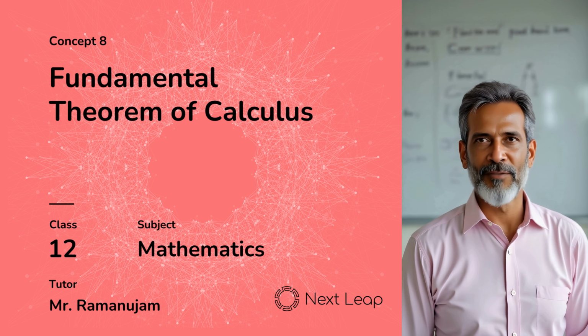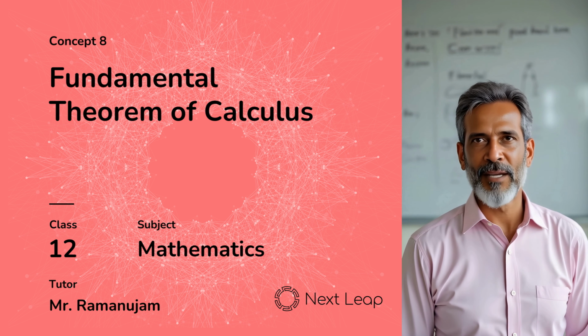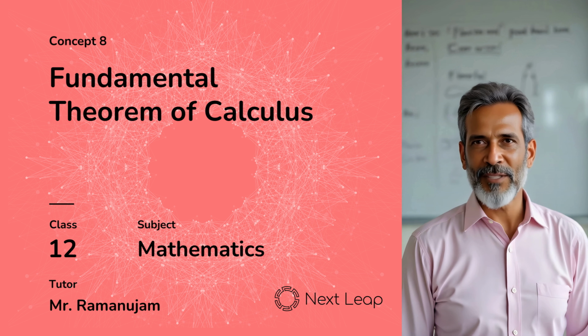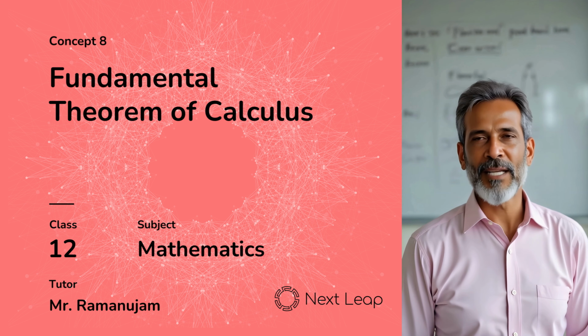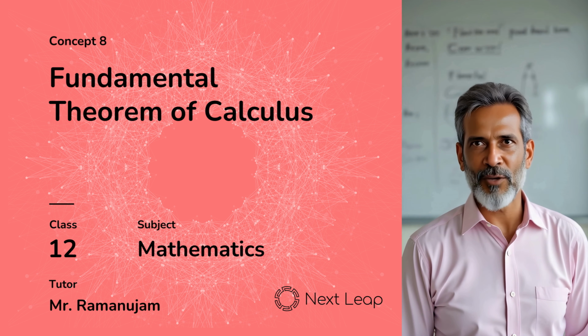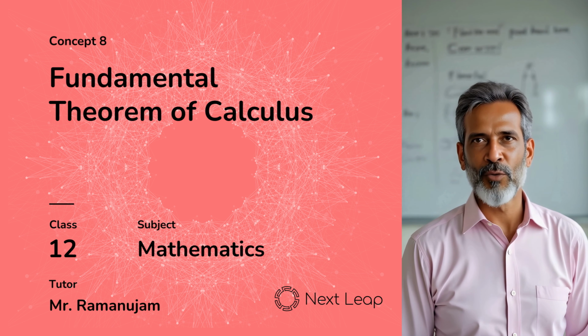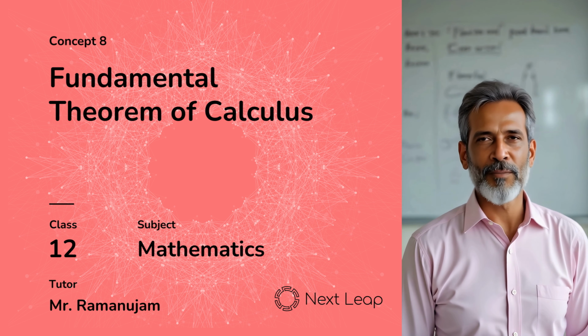We start with a definite integral. Integral from a to b of f of x dx represents the area bounded by the curve y equals f of x, the vertical lines x equals a and x equals b, and the x-axis. But what if instead of fixing b, we let the upper limit vary with x? That gives us something new, the area function.